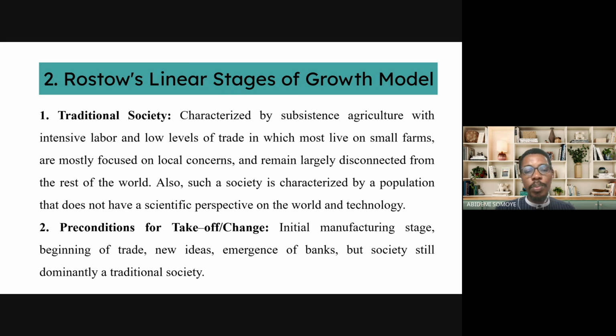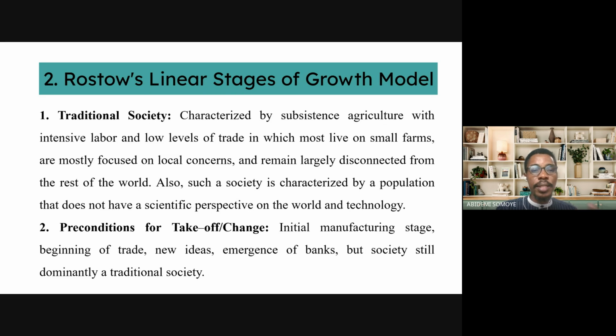So number two is preconditions for takeoff. What are some of those characteristics? Initial manufacturing stage, beginning of trade, new ideas, emergence of banks, or society still dominantly a traditional society.